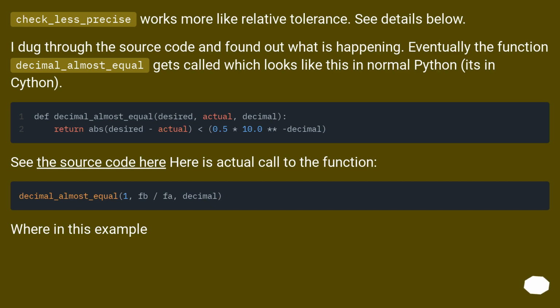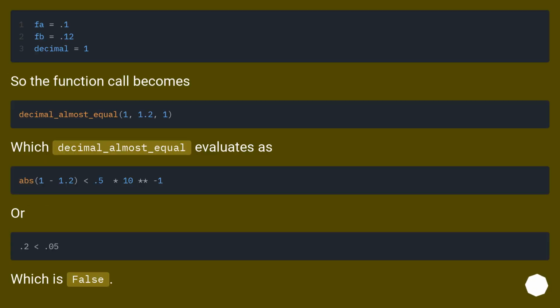Here is the actual call to the function, where in this example, so the function call becomes, which decimal_almost_equal evaluates as, or, which is false.